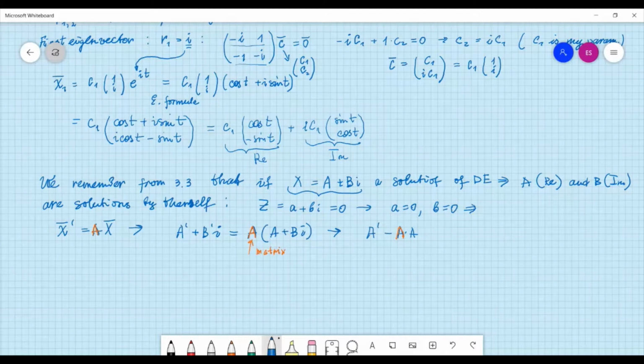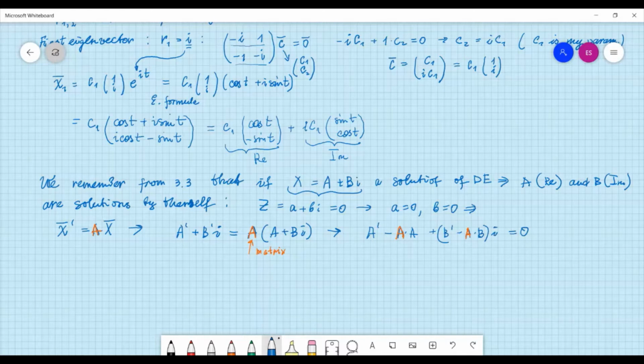Let me go back to my blue color, and plus B prime minus AB multiplied by I, and it's supposed to be equal to 0. And again, this A is actually the red one, right? I'm going to make it red. This A is a matrix. This B is part of this complex solution.